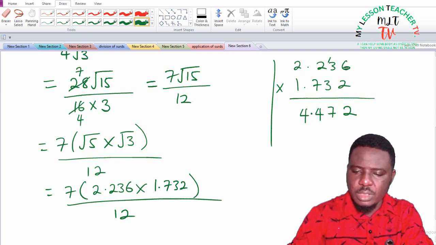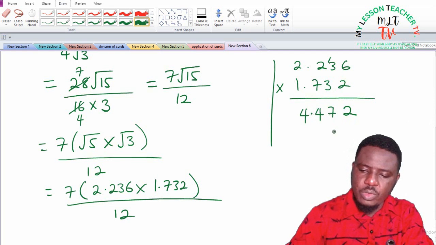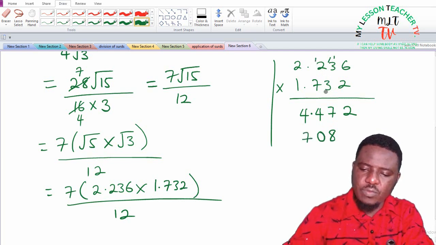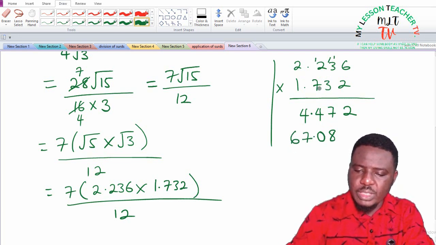3 times 6 is 18. You write down 8 and carry 1. 3 times 3 is 9 plus 1, 10. You write down 0 and carry 1. 3 times 2 is 6 plus 1 is 7. While 3 times 2 is 6. This is point. We do the same with 7.